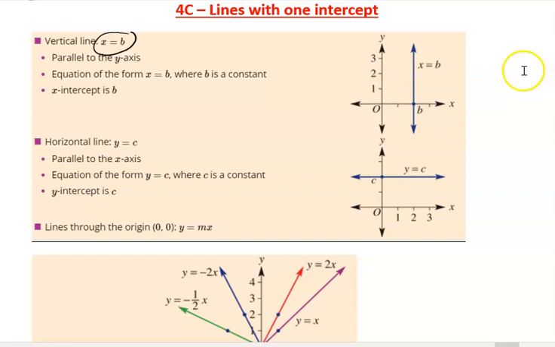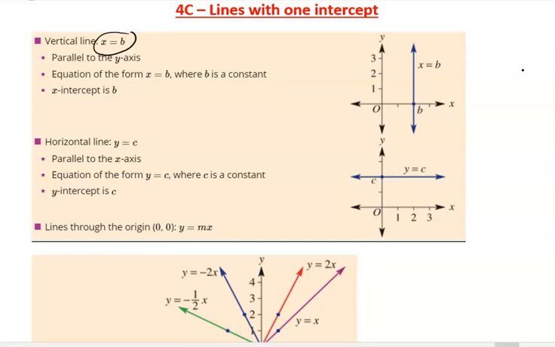A horizontal line going along with the horizon will give you just a y-coordinate. So y equals whatever that number is. It goes infinitely over all the x's, and they'll go up and down to whatever number you put in there. Y will always be c. So that's where we get y equals c.